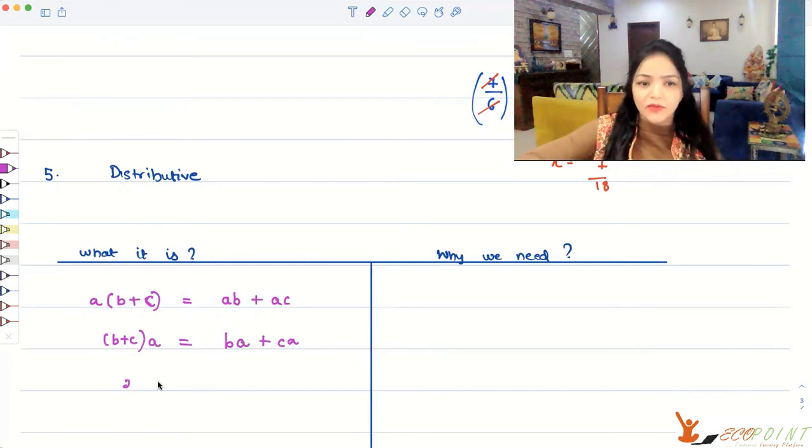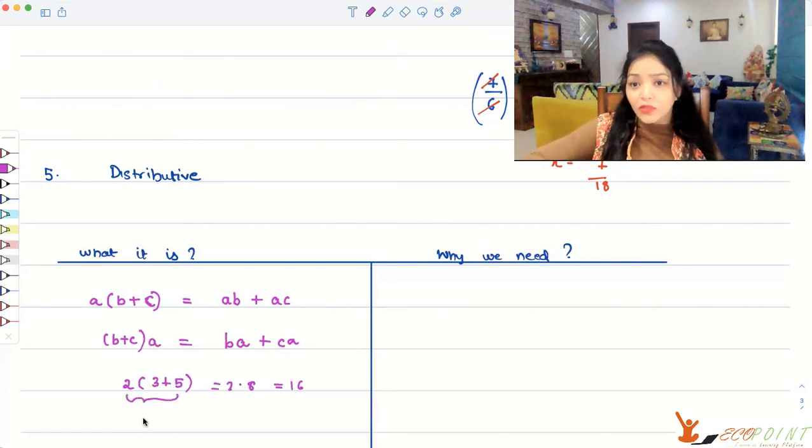So if I have 2 multiplied by (3 plus 5), that means it's 2 multiplied by 8. That means it is 16. If I may break it, I should be able to break it. And if I break it, I will get 6 plus 10. That is also 16. It's going to happen. Definitely, it's going to happen.